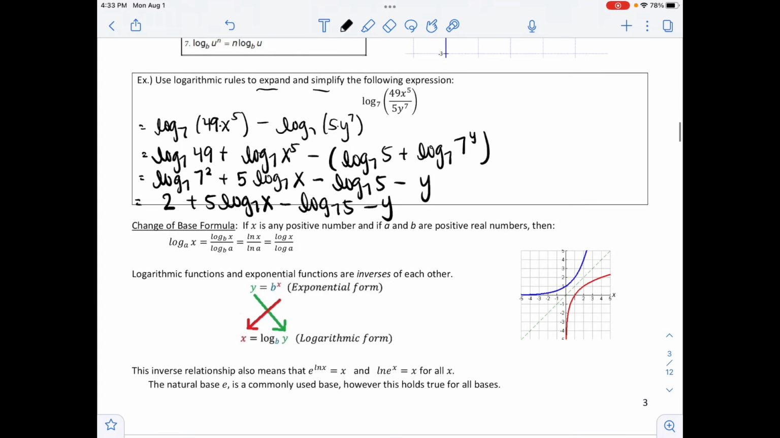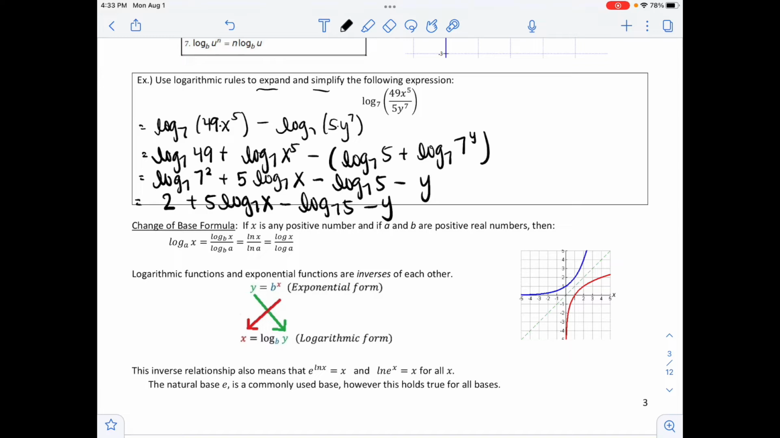Right below this, we have what's called the change of base formula. This says if x is any positive number, and if a and b are positive real numbers, then log base a of x is equal to log base b of x divided by log base b of a.